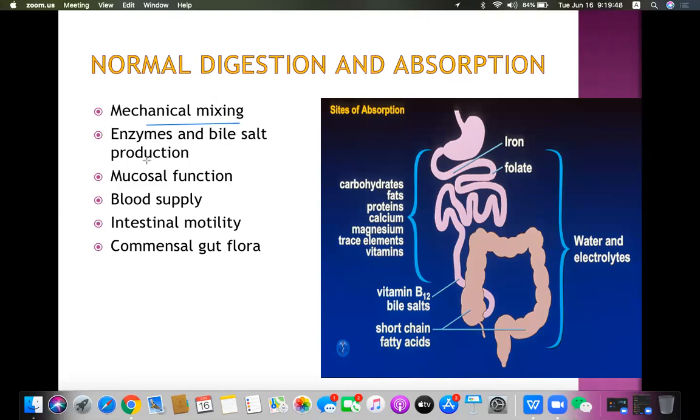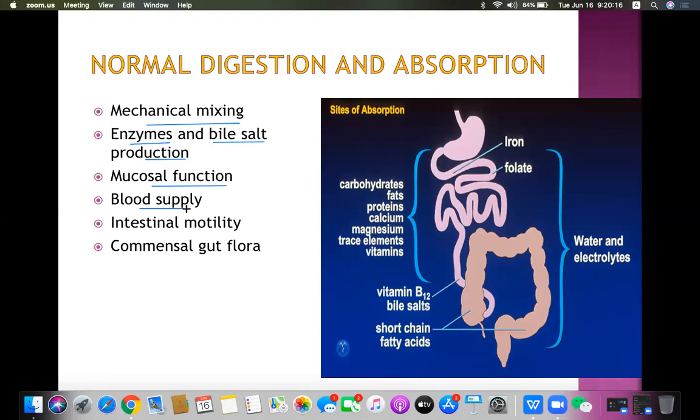Enzyme and bile salt production is the second one. These enzymes are mainly produced by the pancreas, and bile salts and bile acids are produced by the liver. Mucosal function has to be intact, and this is the job of the intestine. In the intestine, mucosa is there, and the innermost layer of the mucosa is epithelium. So those epithelial cells have to be normal.